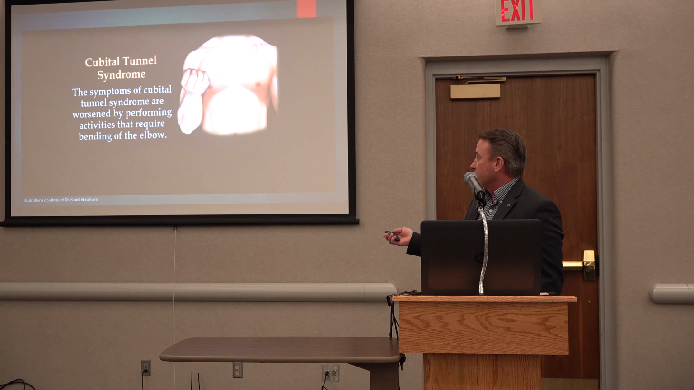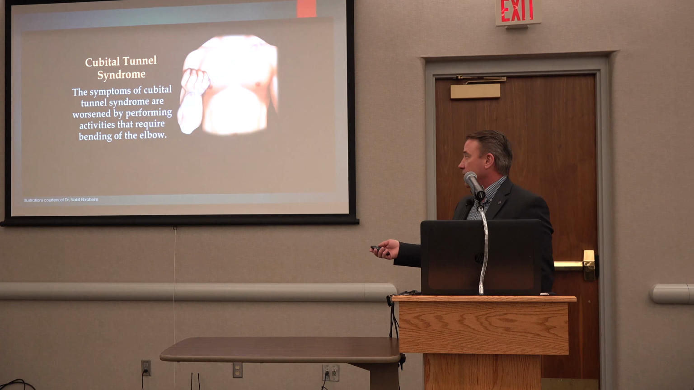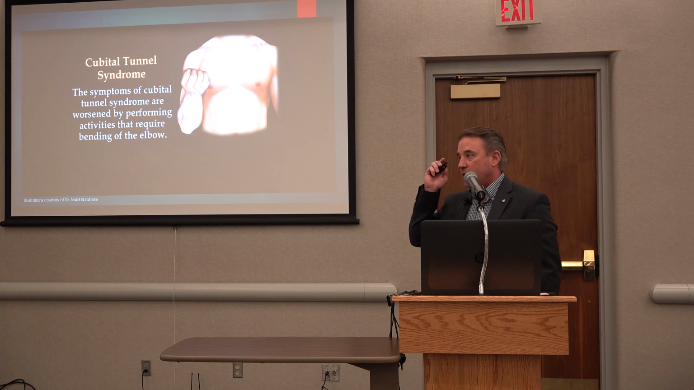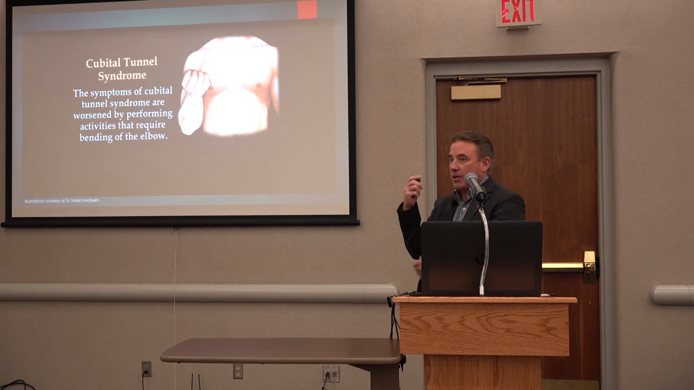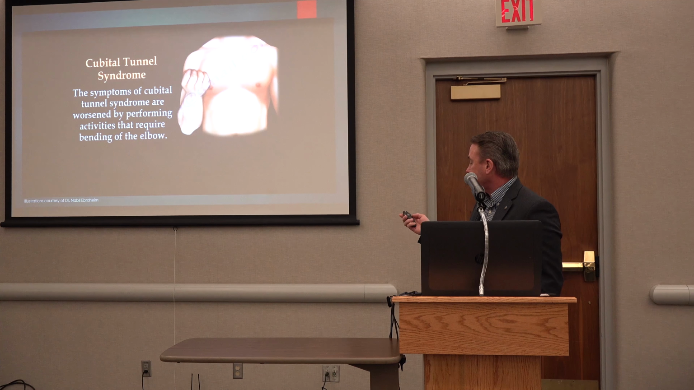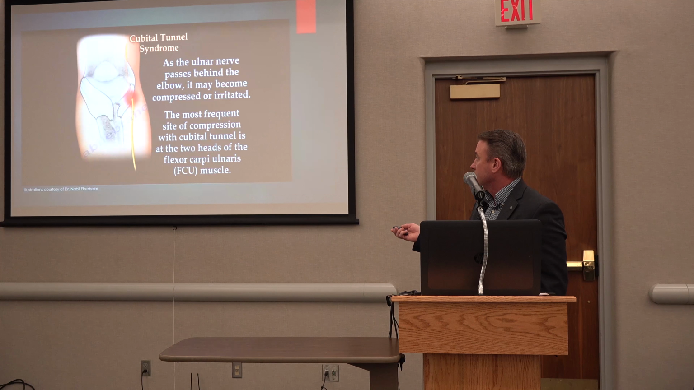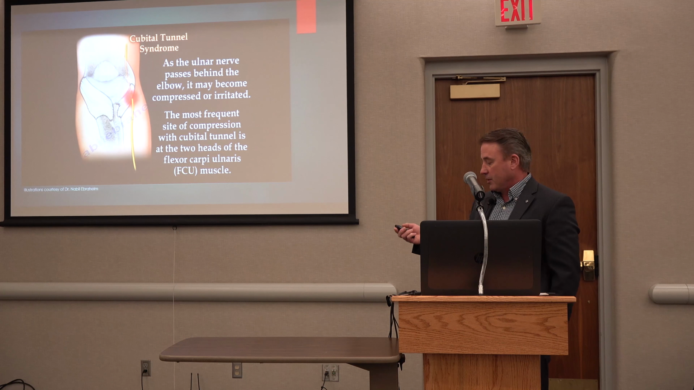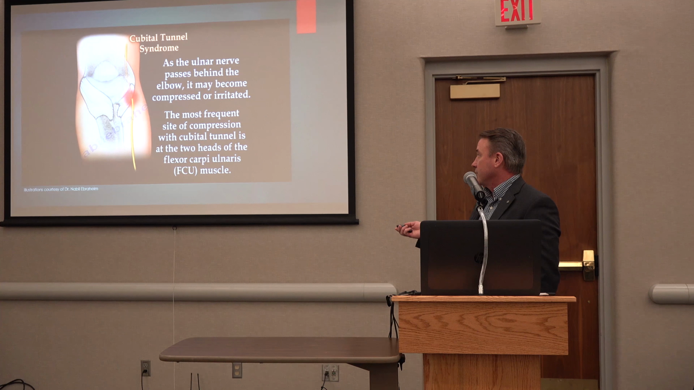So how do we diagnose carpal tunnel? And how do patients present? Well, the symptoms, did I say carpal? I meant cubital. Symptoms of cubital tunnel syndrome are worsened by performing activities that require the elbow being in a flexed position, like talking on the phone for a long period of time. People that like to sleep in this position at night have a tendency to have more entrapment or irritation of the nerve. The most frequent site, as we talked about, is between the two heads of the FCU and behind the medial epicondyle.